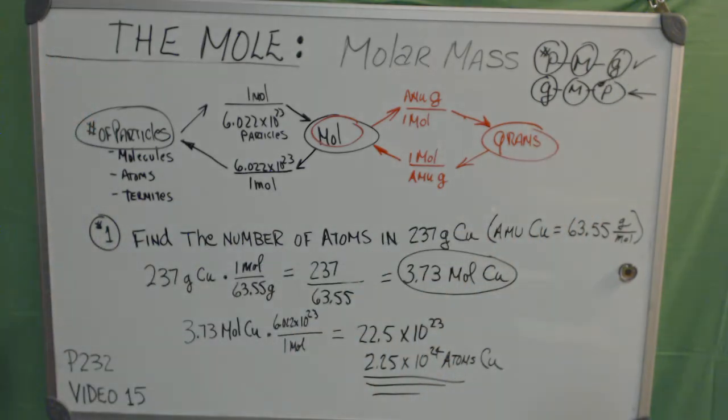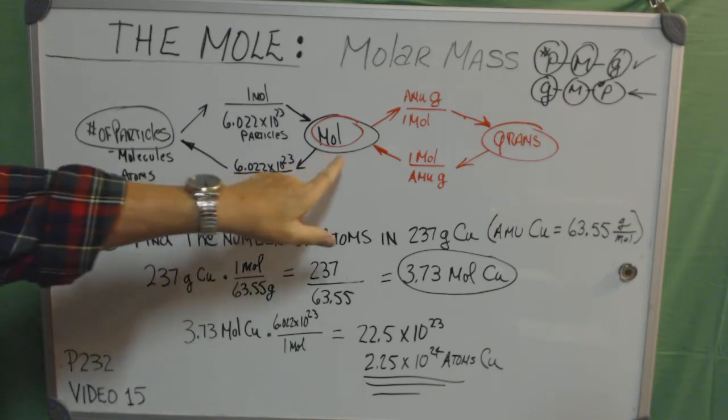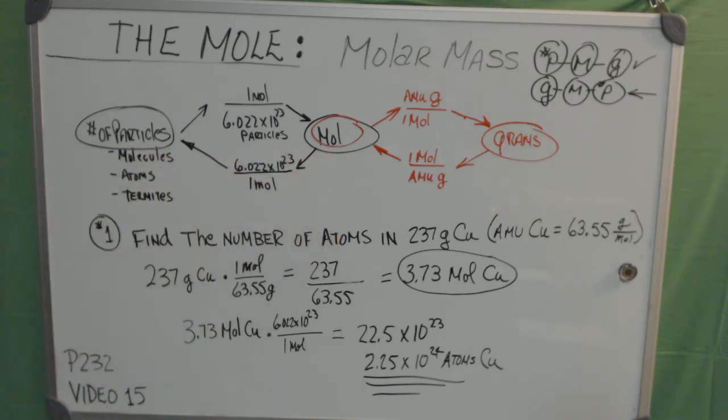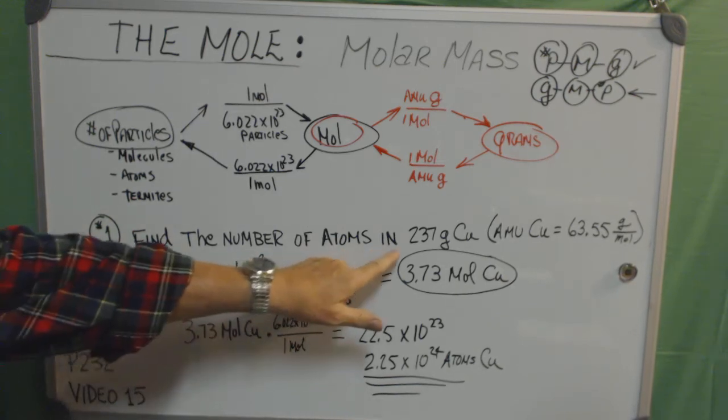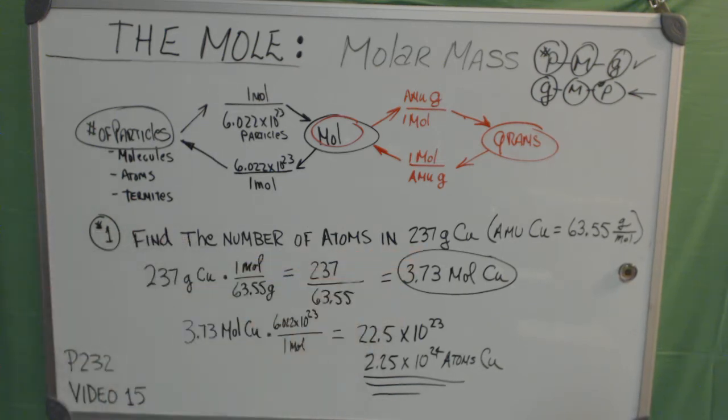We still have to have two solutions. We still have to figure out the moles in the middle. That's what connects us. The problem here was actually number one, okay? This is 1 out of 3, so it's really cutting down your assignment, but this may help you. And the problem says find the number of atoms in 237 grams of copper.